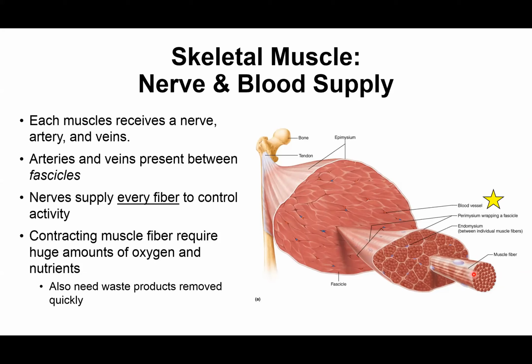Contracting these muscle fibers requires an immense amount of oxygen and nutrients, and also waste products need to be removed quickly, which is why it's convenient to have the blood supply close, nearby, and present.